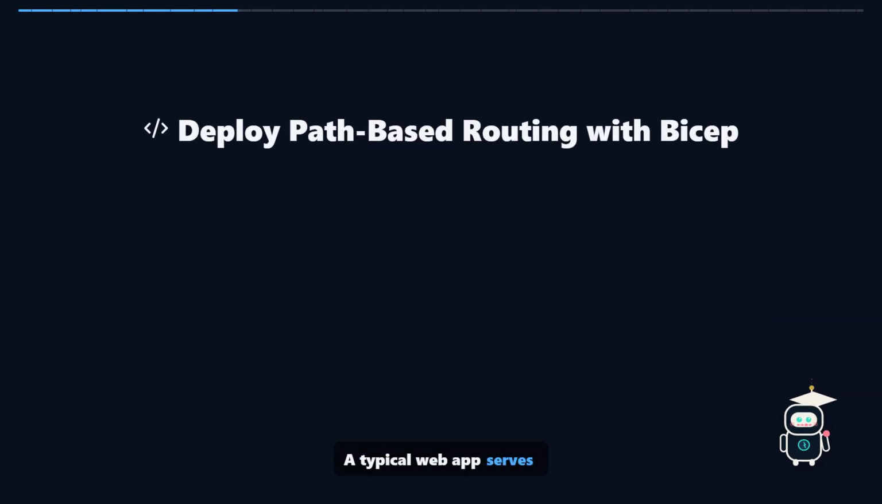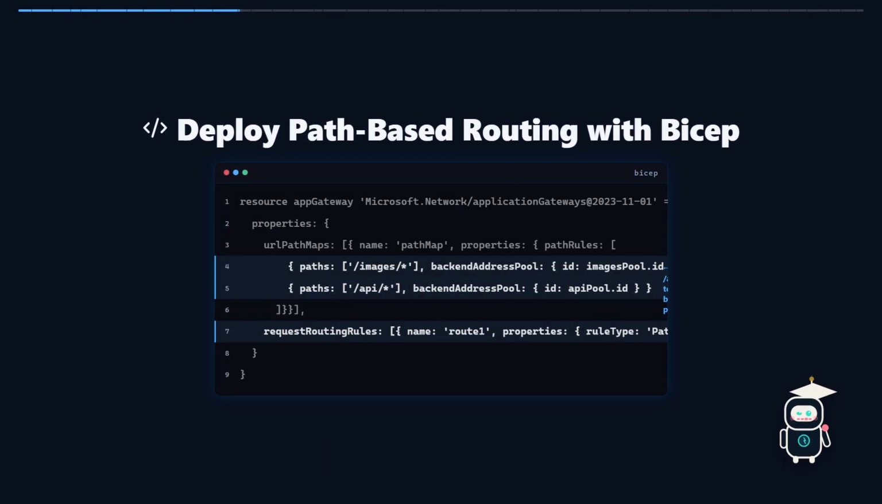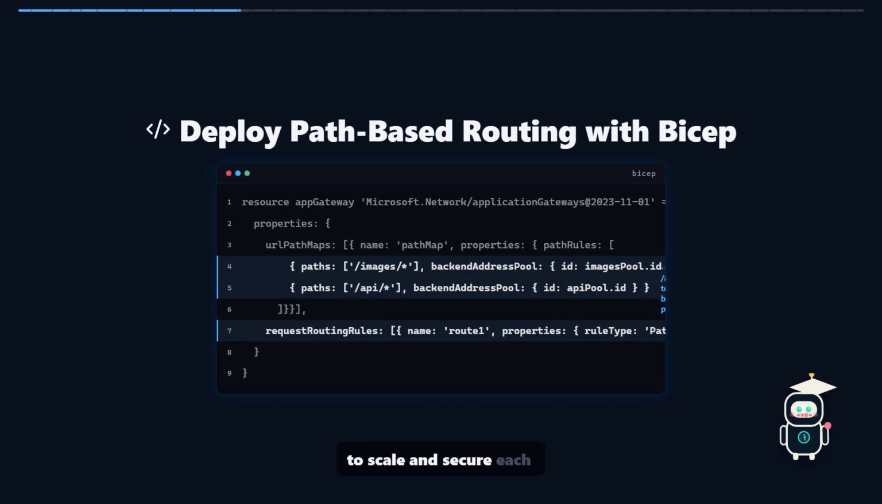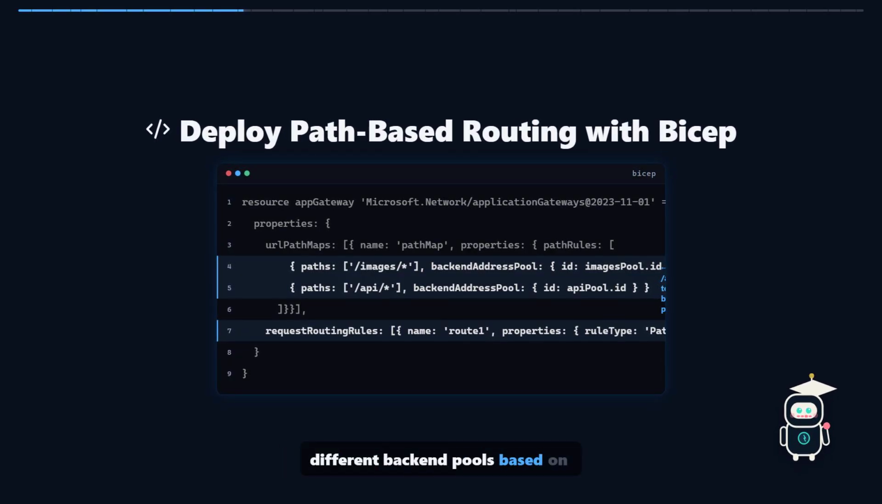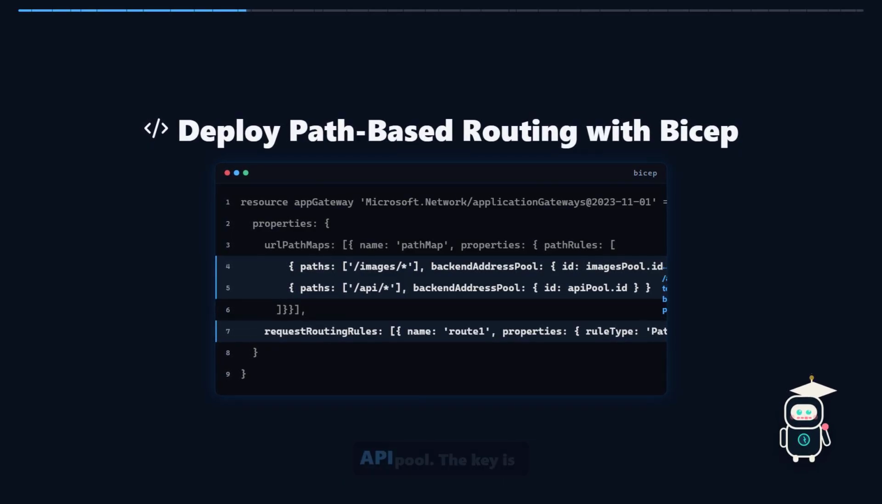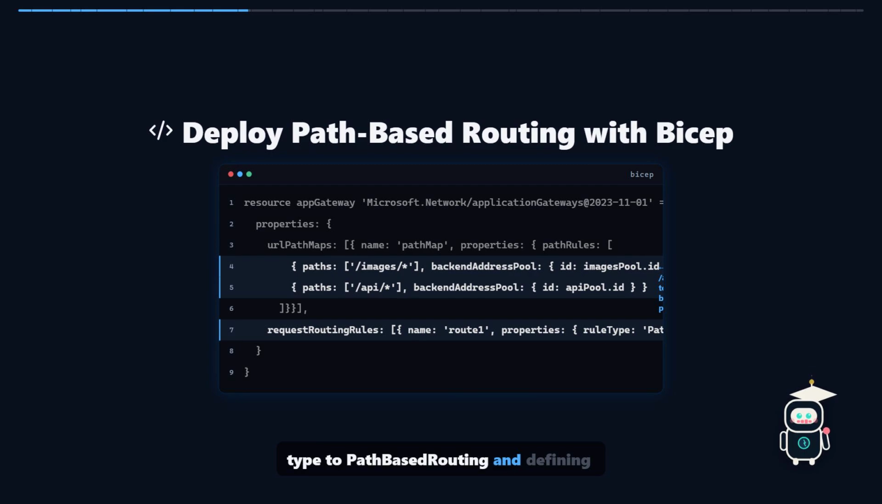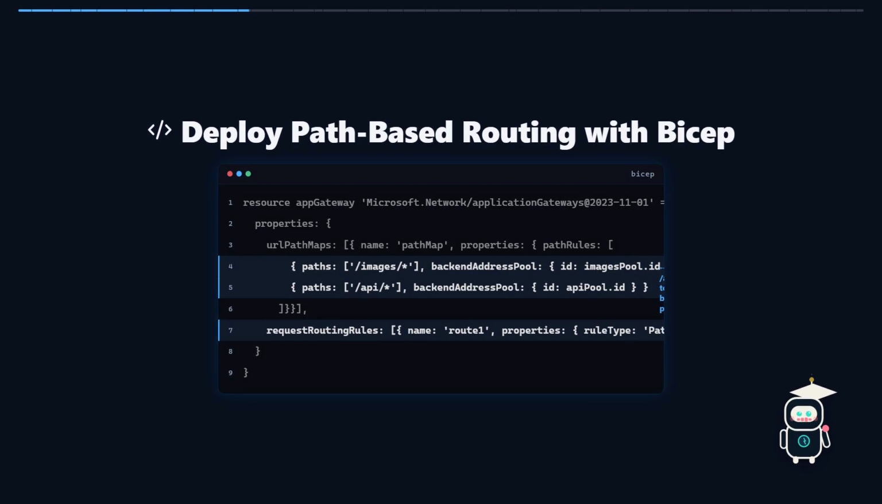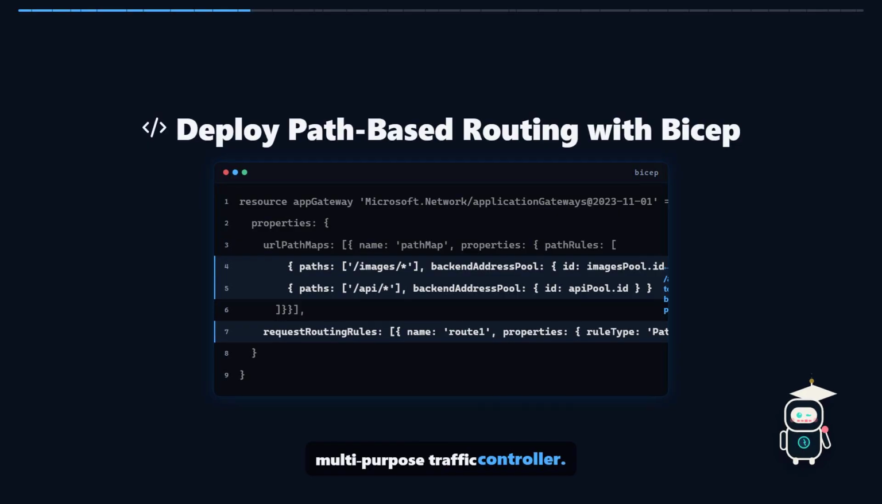A typical web app serves images, API calls, and static pages from a single server. That works until you need to scale and secure each part independently. Path-based routing in Application Gateway sends requests to different backend pools based on the URL path. Here, images goes to an image backend pool. API goes to an API pool. The key is setting the request routing rules type to path-based routing and defining a URL path map resource. That's what turns a basic load balancer into an intelligent, multi-purpose traffic controller.